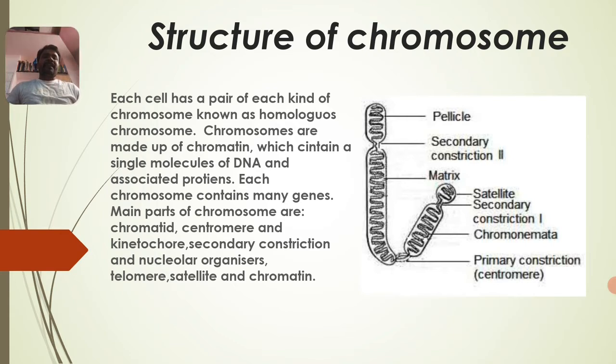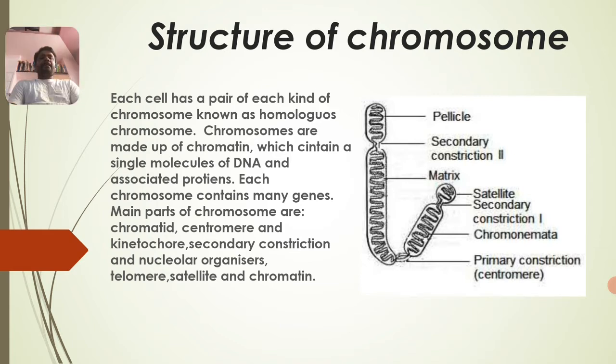See, this is the diagrammatic representation of a chromosome, consisting of two arms. In that, different parts are present, like primary constriction, secondary constriction, satellite, telomere, and it is externally covered by a layer called the pellicle. And inside that there is a thin layer of matrix present. These are the parts of a chromosome. Let us study the structure of chromosome here.